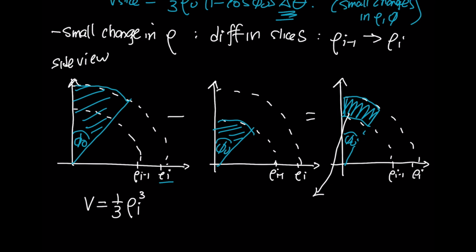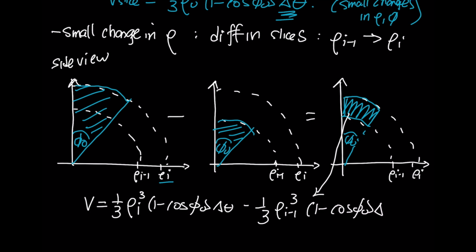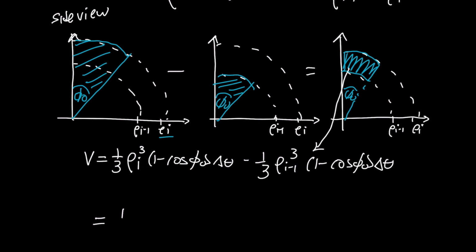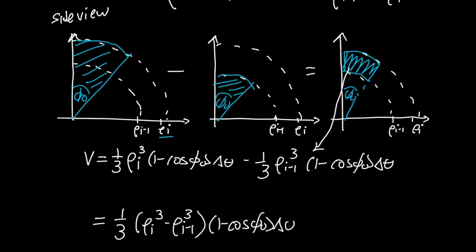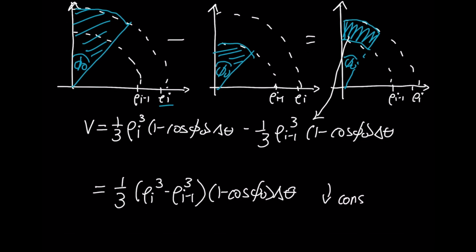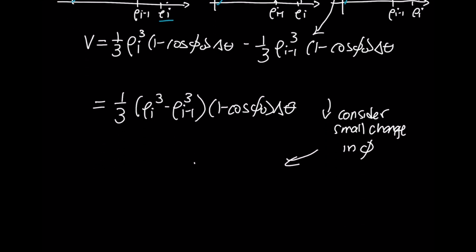So this volume right in here is the difference in the two results that we had from above. We'll have 1/3 rho i cubed, 1 minus cosine of phi naught, delta theta, subtract 1/3 rho i minus 1 cubed, 1 minus cosine of phi naught, delta theta. If we simplify this, we'll get 1/3 times rho i cubed minus rho i minus 1 cubed, times 1 minus cos phi naught, times delta theta. Now the final thing we're going to do is consider a small change in phi, from phi of k minus 1 up to phi of k.